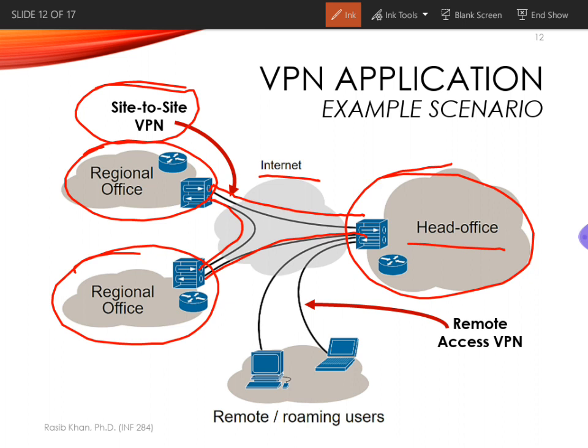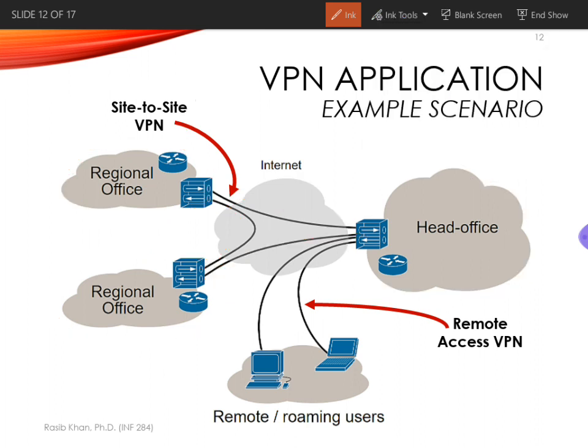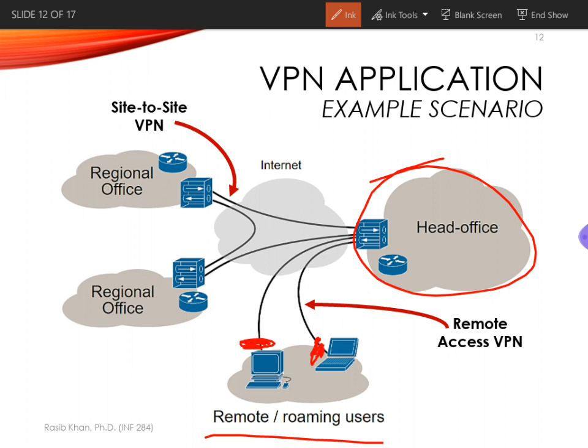On the other hand, if there are users who are remotely located, let's say they could be from their homes, or they are traveling, they can use their client software right on their hosts and connect to the head office network through a VPN server using this remote access VPN.